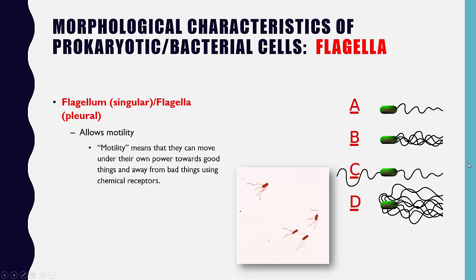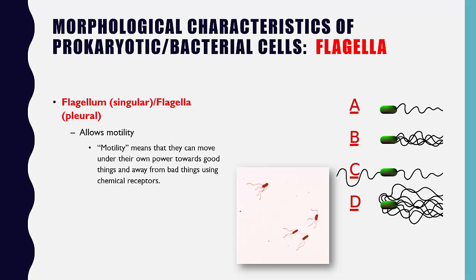Okay, and if you look on the side, you can see that. Now, flagella allow a cell to have motility. What is motility? That means they can move under their own power and they move towards good things. And usually they run towards good things, they swim towards good things, and then it also allows them to swim away or tumble away from bad things.